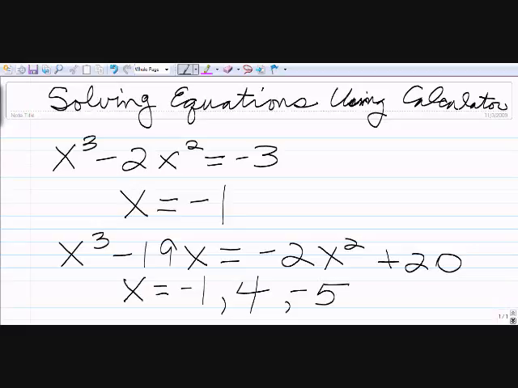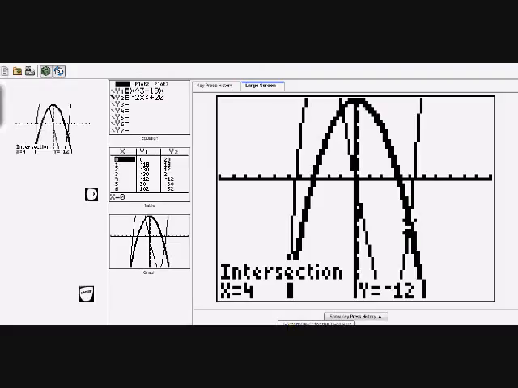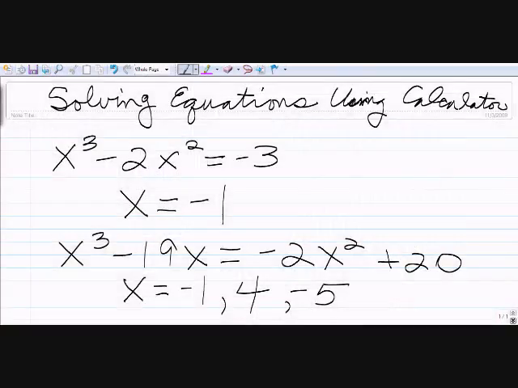I wonder if my calculator is going to work again. Let's see what it looks like now. It still doesn't want to work. Don't know why it went wacko on me.